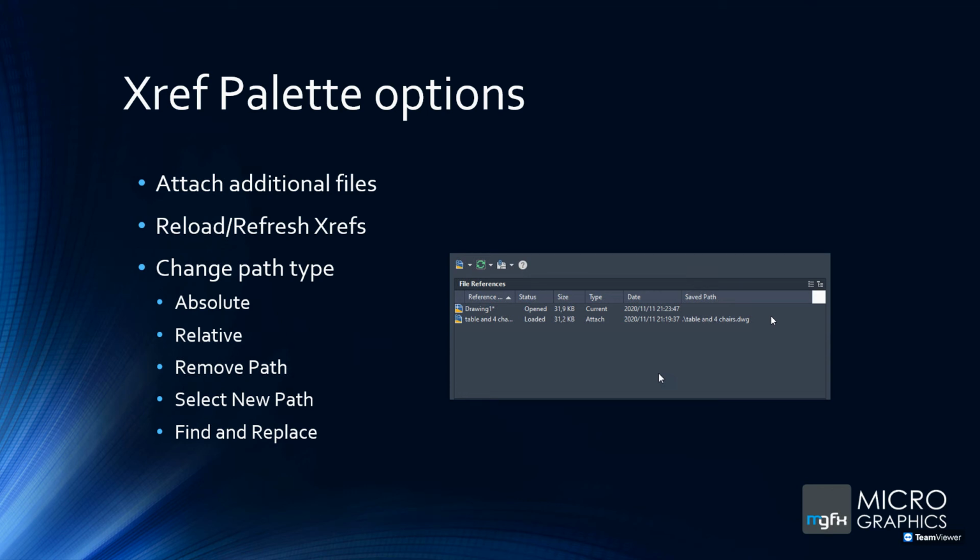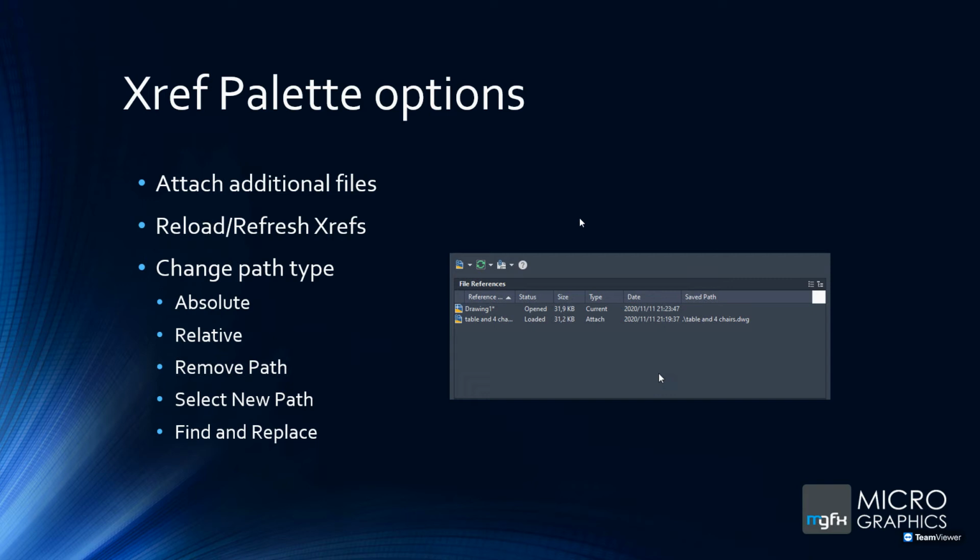Okay. When you're editing Xrefs, you do have your Xref palette over here. At the top, you can see you've got three buttons: the DWG icon, the two arrows rotating, and this third one with the little staple or attachment. The first one allows you to attach additional files. You'll see my drawing one is my host file, then table and 4 chairs is my Xref file.